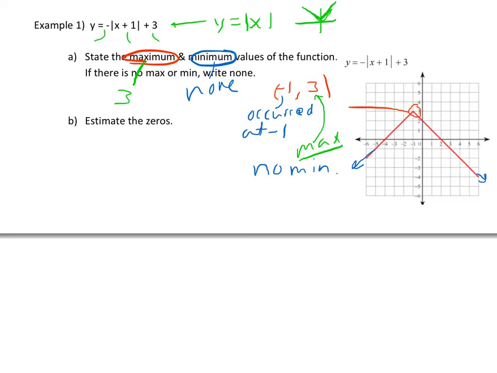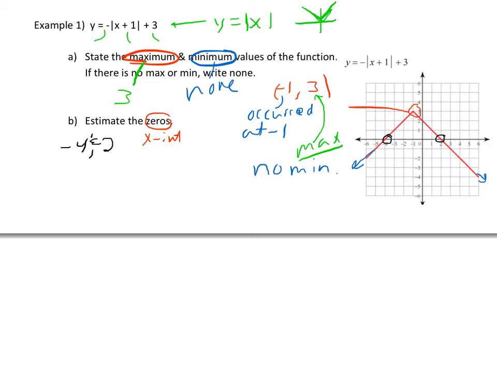Alright, so let's estimate the zeros. Now we talked about this as well. Zeros are also called x-intercepts. They're also called roots and solutions, but in this particular case, x-intercepts make the most sense. So if you look at the graph, we have an intercept right there and an intercept right there. So our x-intercepts are at -4 and at 2. This is not a coordinate, this is an observation that our graph crosses the x-axis at -4 and at 2. So those are the zeros.